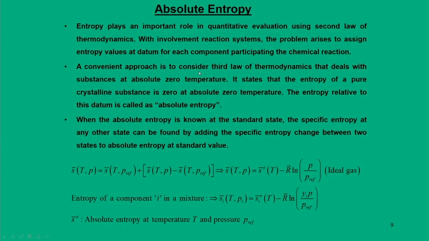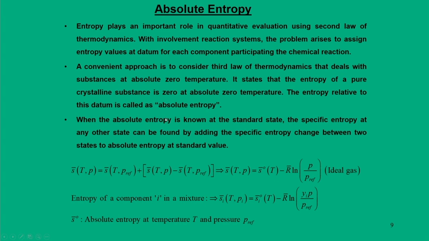So, the entropy plays an important role in the quantitative evaluation using the second law. With involvement of reacting systems, the main problem that arises is to assign the absolute entropy values with respect to a datum or certain datum conditions. This datum condition for entropy is considered at absolute zero temperature, and that is nothing but your third law of thermodynamics. So, the entropy value related to this datum is called absolute entropy.